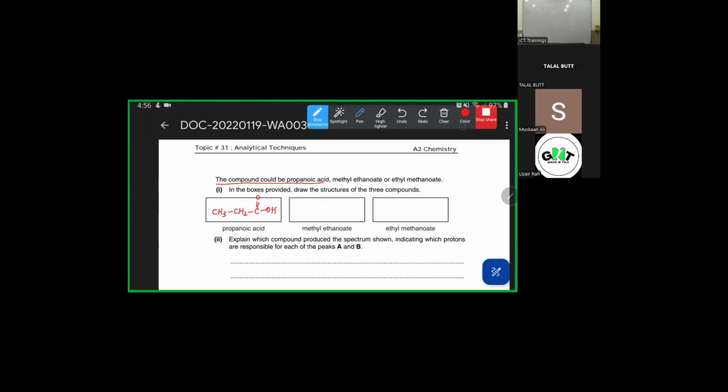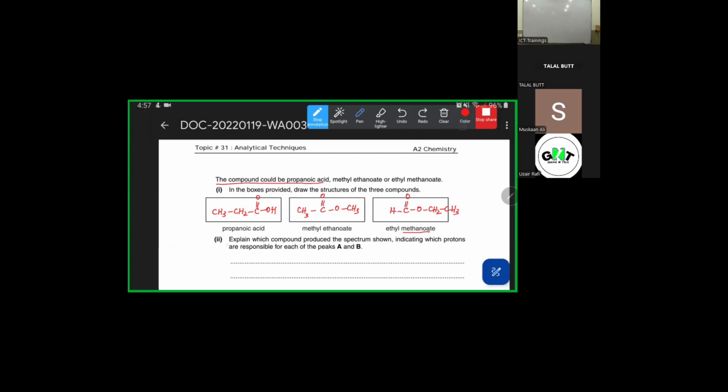The second compound is methyl ethanoate. So methyl ethanoate means C double bond O and O. On the oxygen side we got one carbon, and on the other side we got one carbon, the two carbons for ethanoate. And then we got ethyl methanoate. So C double bond O and O. On the oxygen side we got the two carbons, CH2 and CH3. On this side we got hydrogen because this is methanoate.